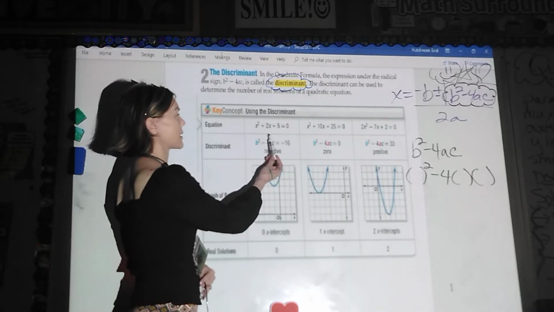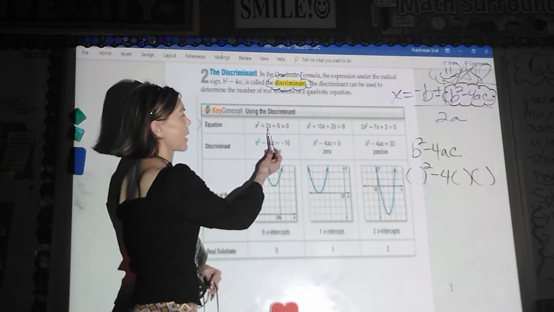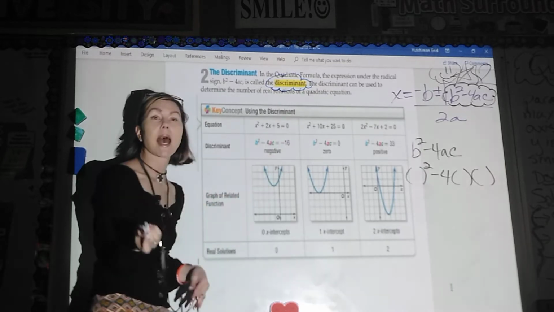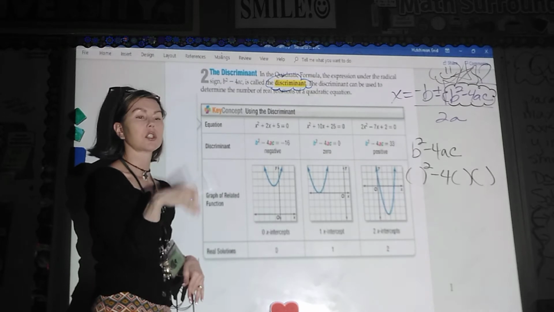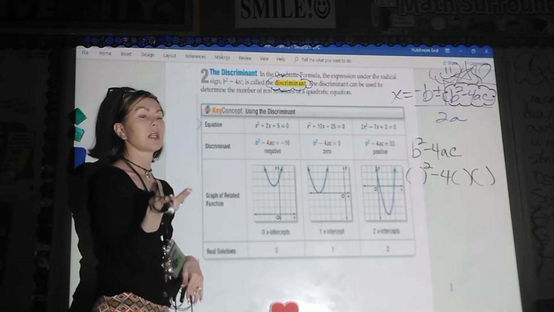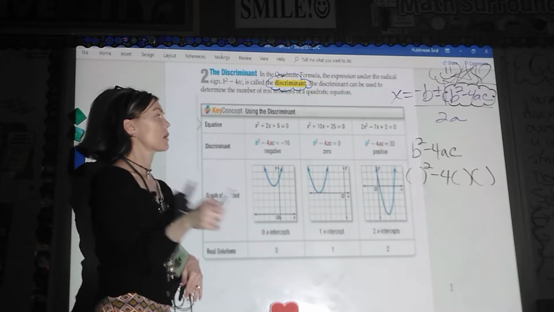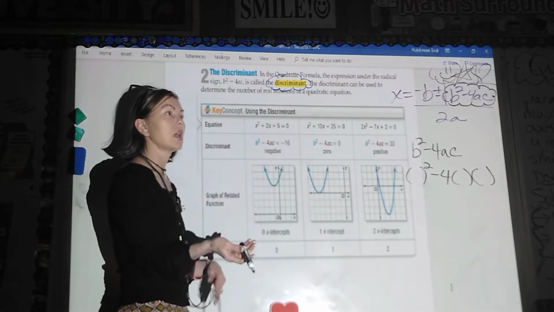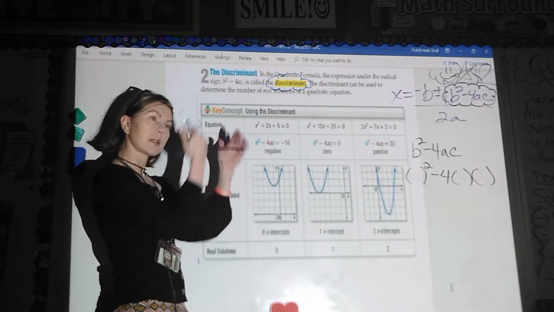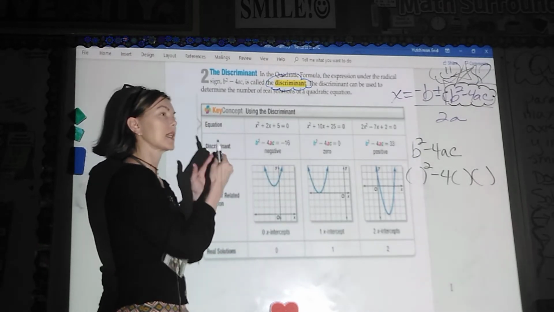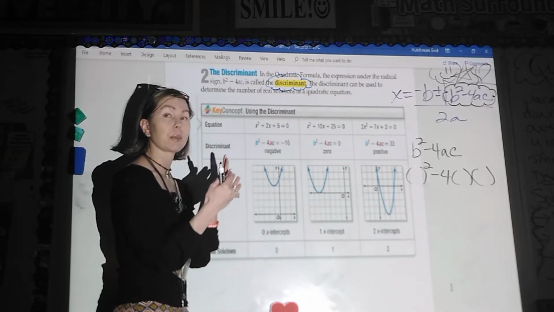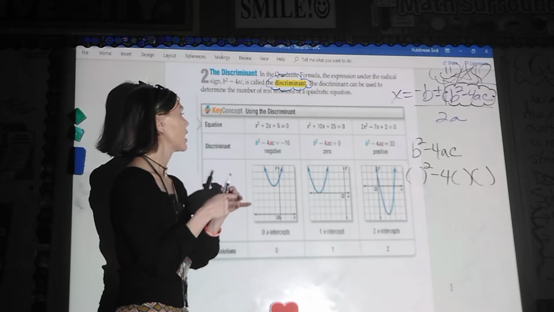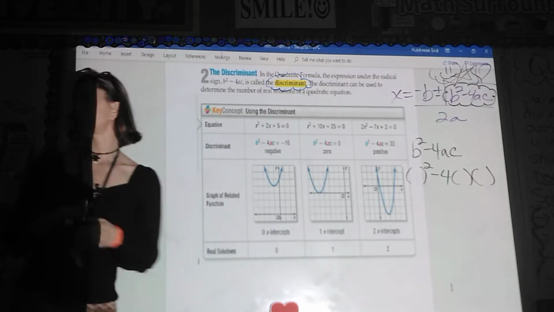Here's our first example, x squared plus 2x plus 5 equals 0. Again, you're going to get examples that I created for your activity this morning. In the activity, some of these are not going to be equal to 0, so you have to move whatever you need to move to make sure that it's equal to 0 before you can determine what is your A, what is your B, or what is your C.